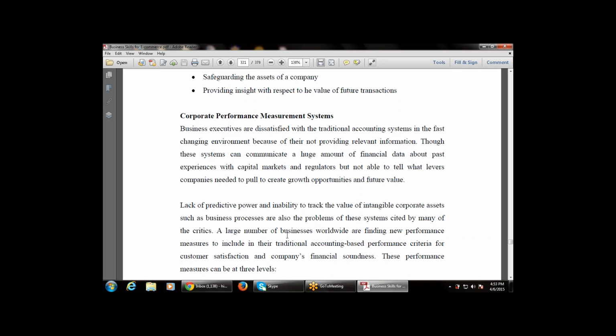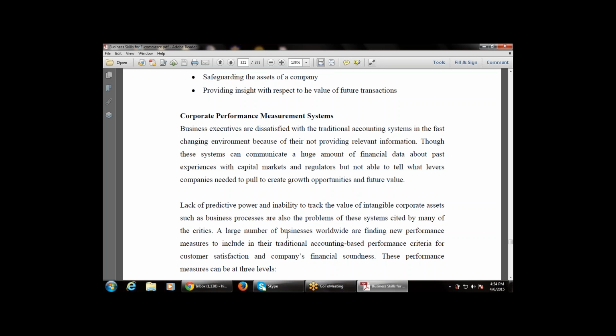Though this system can communicate a large amount of financial data, no doubt, there is a gap. They are not able to tell what levers companies need to pull to create growth opportunities and future values. Lack of predictive power and an inability to track the value of intangible corporate assets such as business processes are also problems of these systems cited by many critics.